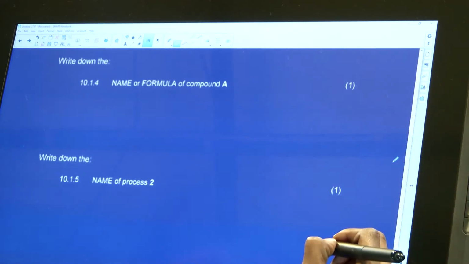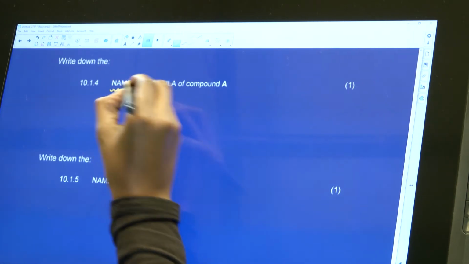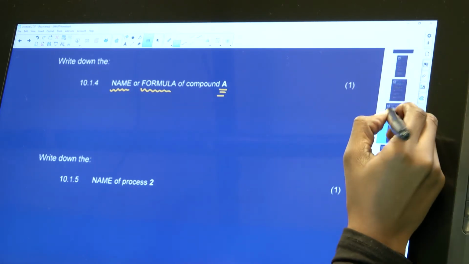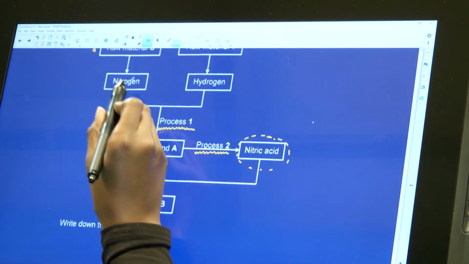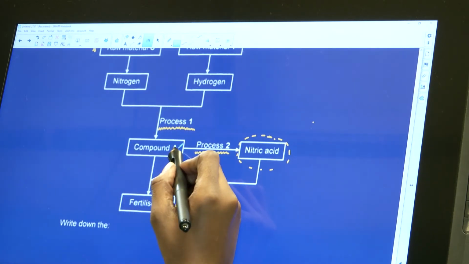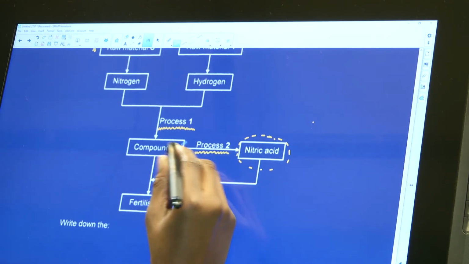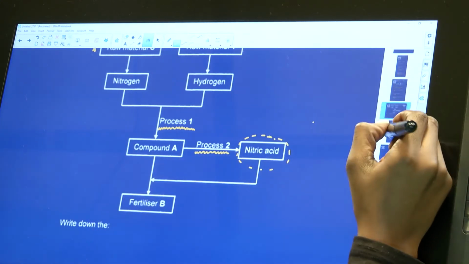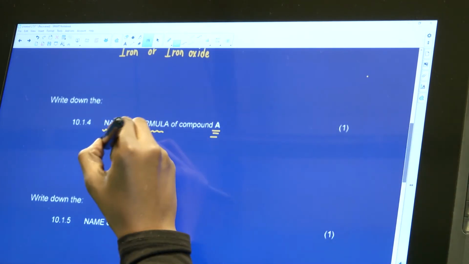Now 10.1.4, it says we must write down again the name or formula of compound A. Now I know, looking at my diagram, that compound A is what will form when the nitrogen and the hydrogen undergo process number 1, and then we have compound number A. So compound A, and I see process number 2 forms nitric acid. So compound number A will then give me NH3. That is the compound that will form from process number 1. This will be NH3.